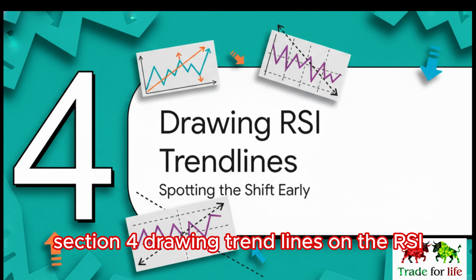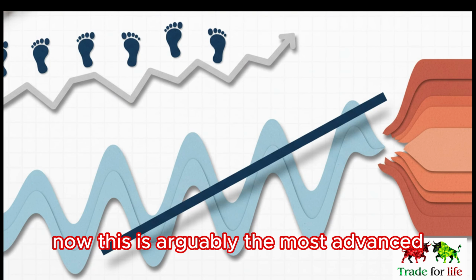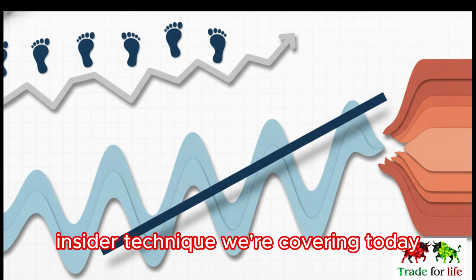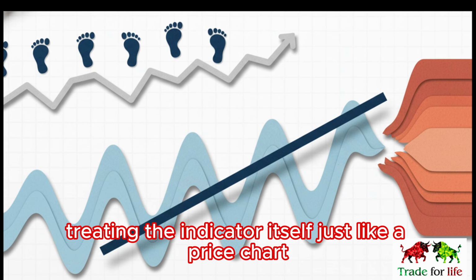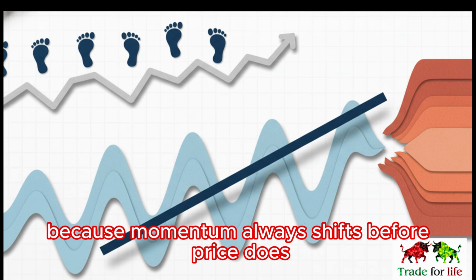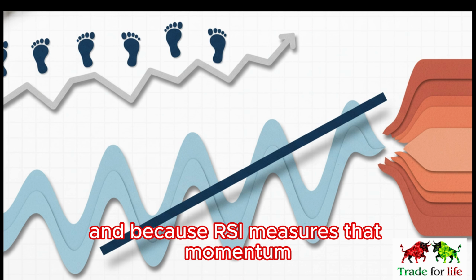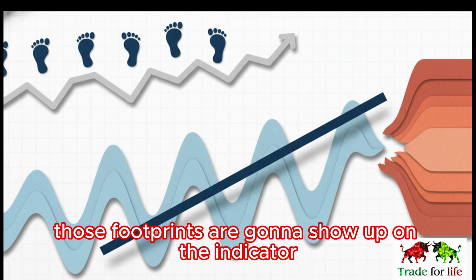Section 4. Drawing trend lines on the RSI. This is how you spot the shift early. Now, this is arguably the most advanced insider technique we're covering today, treating the indicator itself just like a price chart. Why does this unorthodox method work so well? Because momentum always shifts before price does. Market makers always leave early footprints in the order flow, and because RSI measures that momentum, those footprints are going to show up on the indicator first.